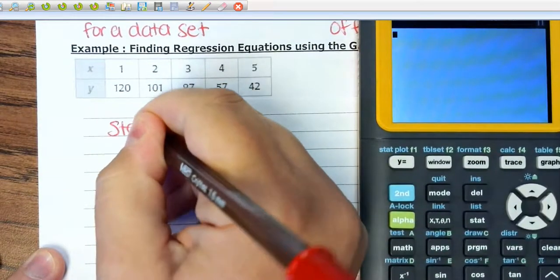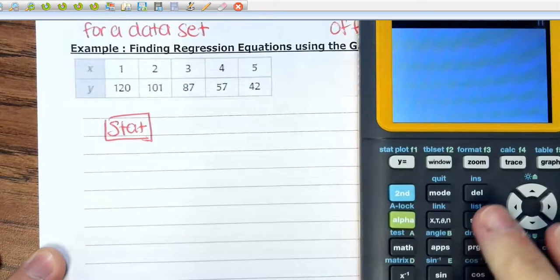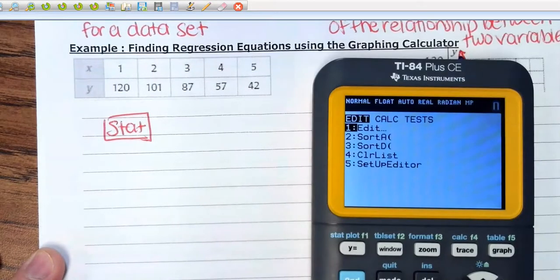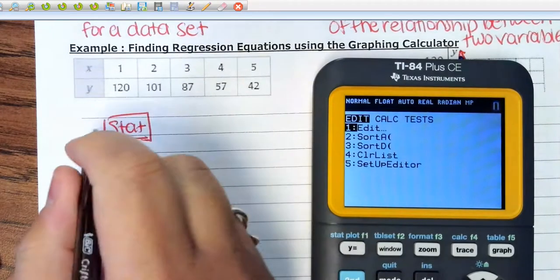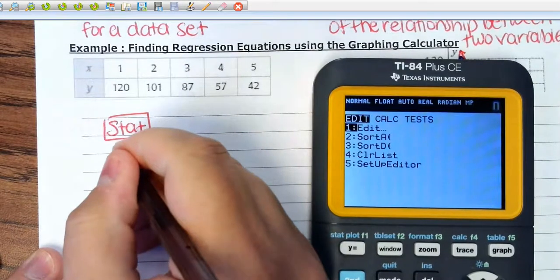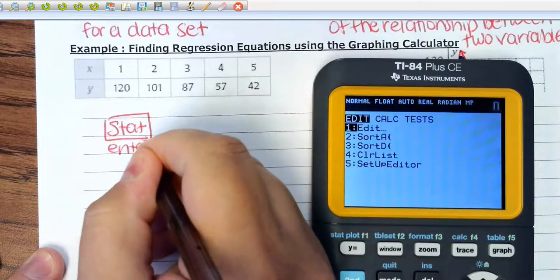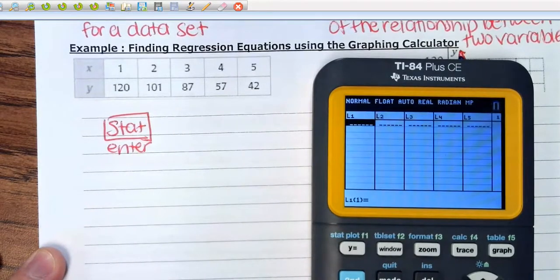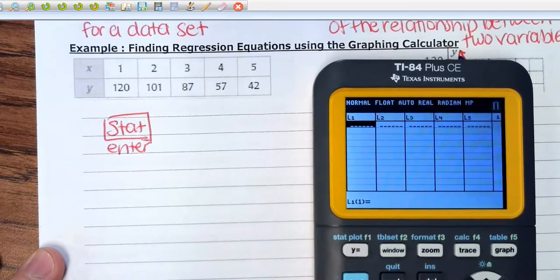So we're going to hit the stat button, and it's going to take you to this menu that looks like this, and you're just going to want the very first thing. So after you hit stat, you're just going to hit enter, and we are going to edit this. So I'm just hitting enter. You should see a screen like this pop up. If you don't, I will go over how to fix that in a second.